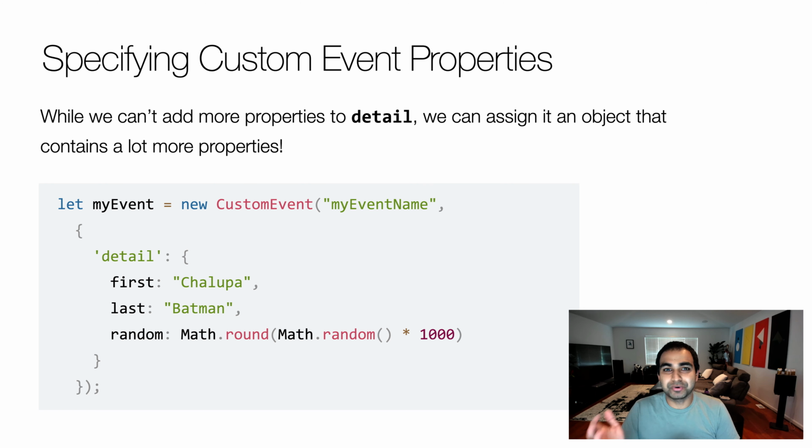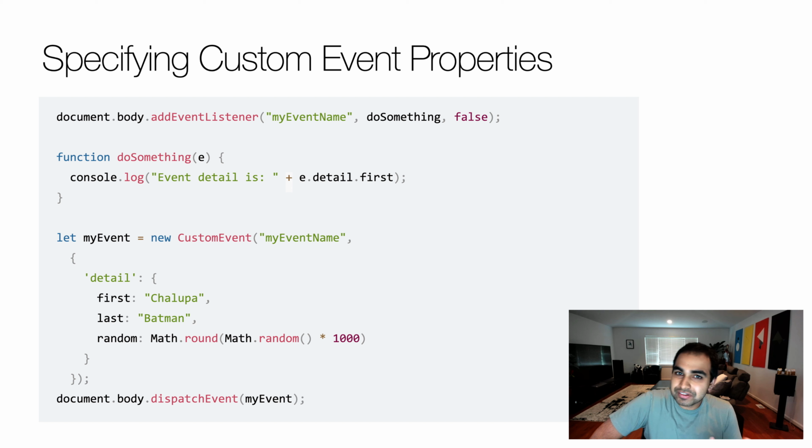And this object, of course, is your own object. So you can specify as many key value pairs of data that you want. Here we have an example where I do add a property for first and last and random to our object that is now passed in as the value to a detail property. And the way we can use it now is just like we saw before.